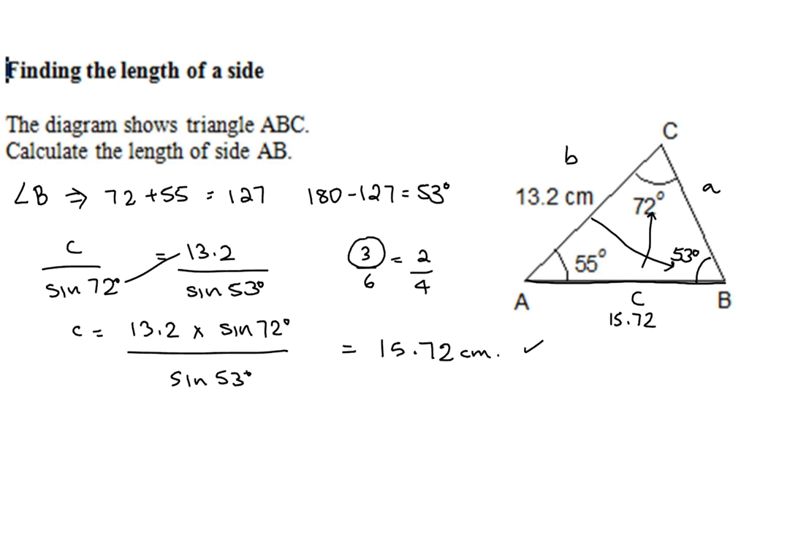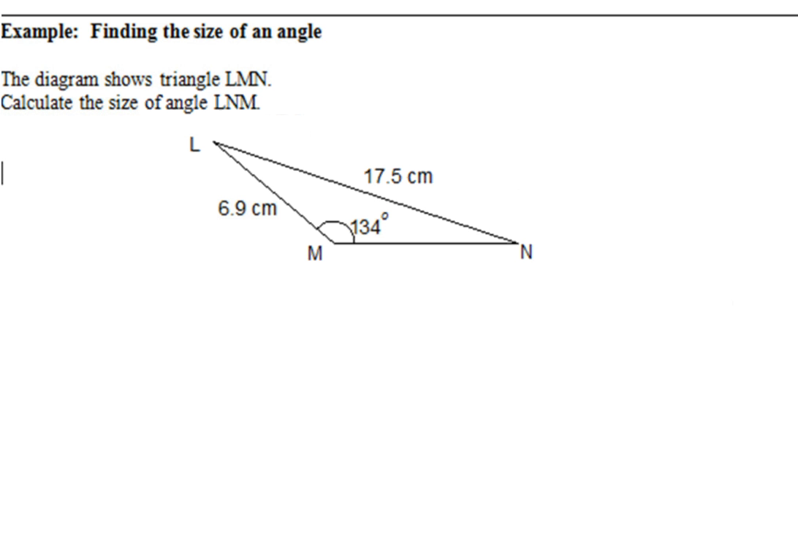All right, okay, let's try finding the size of an angle. The diagram shows triangle LMN, and calculate the size of angle LNM. So it's that angle there. If we have to find an angle, remember again with the cos rule, you'd have to have all the sides. So again, we're using the sine rule. So we know we have to find a crisscross. Here it works out really well.